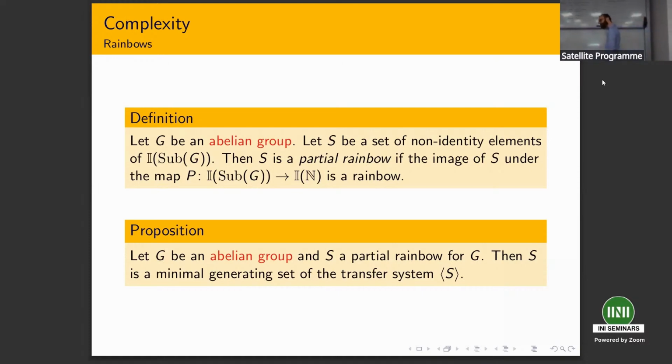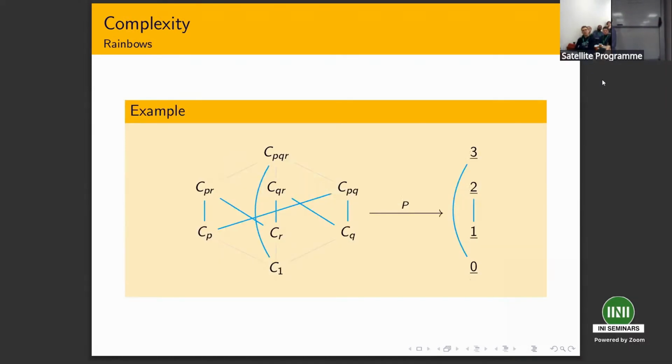This seems weird, that everyone wants to do this, but it's weirdly efficient at solving these problems. Because what we can prove is, if S is one of these partial rainbows, so its image under this P map is a rainbow, then it is a minimal generating set for some transfer system. So it's a great way to cook up minimal generating sets in general.